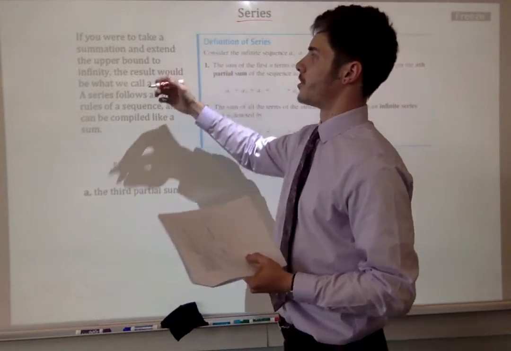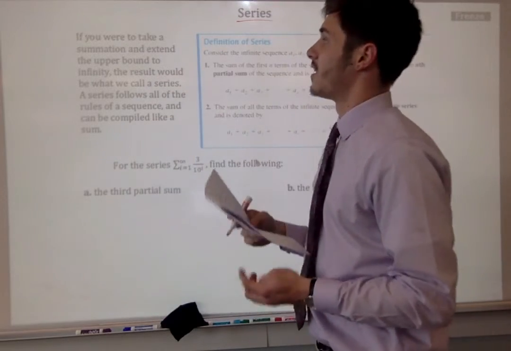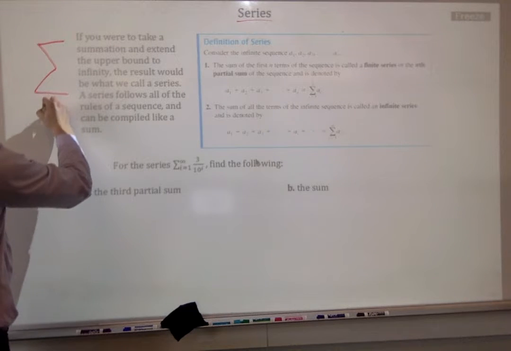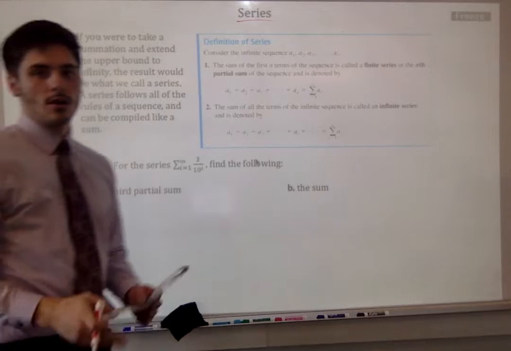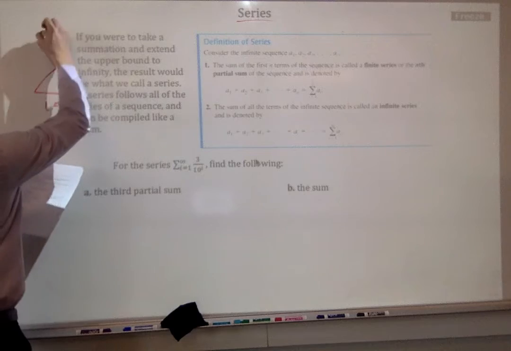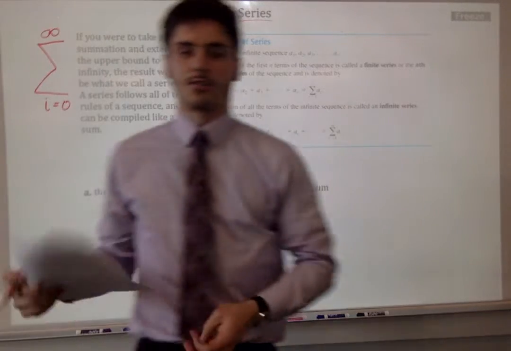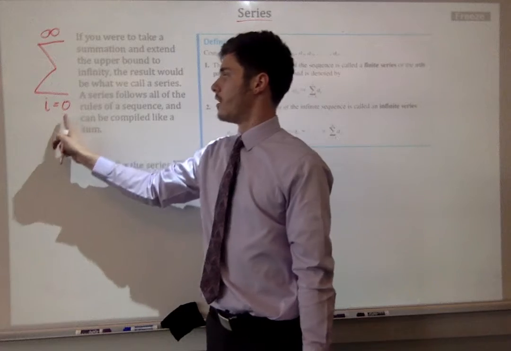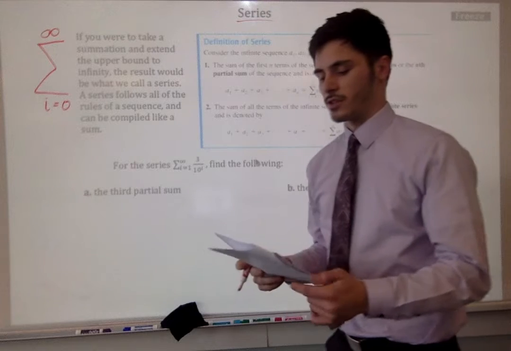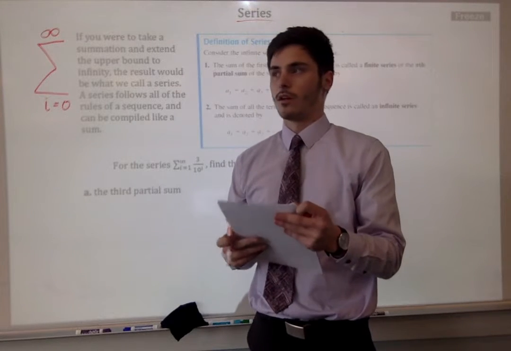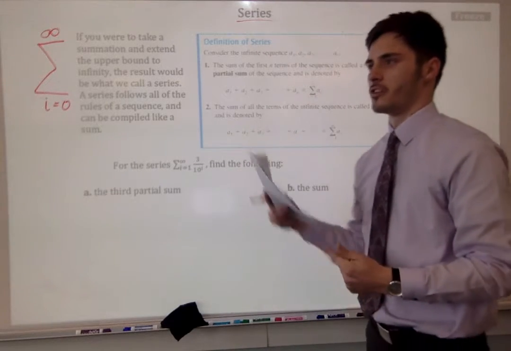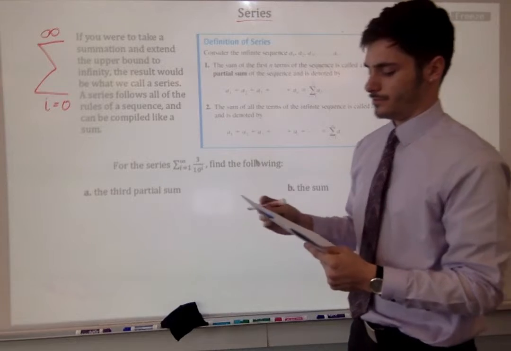So if we were to take a summation, so what we just did, and extend the upper bound, so if we had our summation form right here, we've got our lower bound, we'll say 0, and if we extend our upper bound, so our n, to infinity, the result would be what we call a series. So we're taking the sum from the beginning term all the way through however many terms there are. So this is kind of generalizing the pattern of the function as we get closer and closer to infinity.